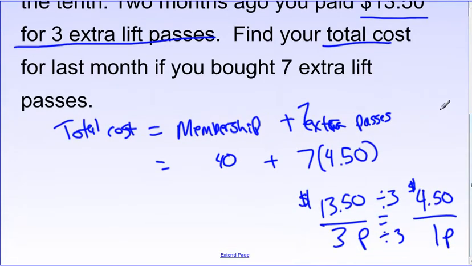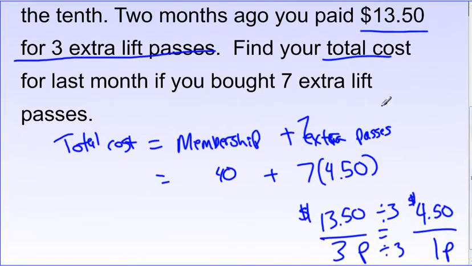Using our unit rate, we know that $13.50 is the cost for 3 extra passes. So $13.50 for 3 passes. How much is it for 1 pass? We found the unit rate, and we found it was $4.50 for 1 pass. Which means all we have to do now is take that $4.50 times 7, and that gives us how much those extra passes cost.